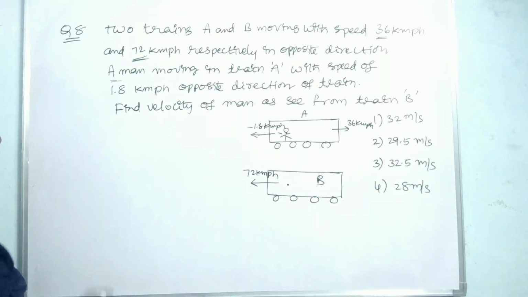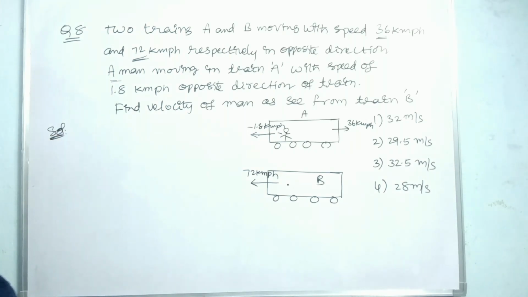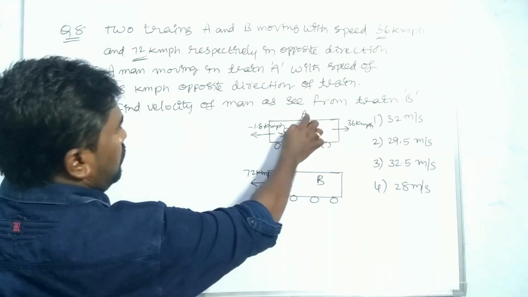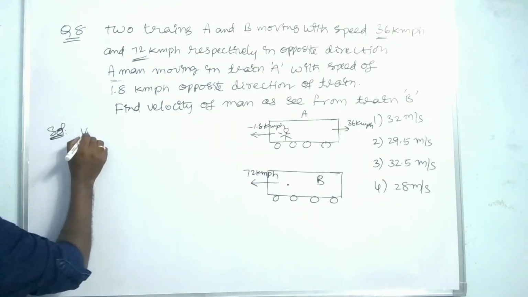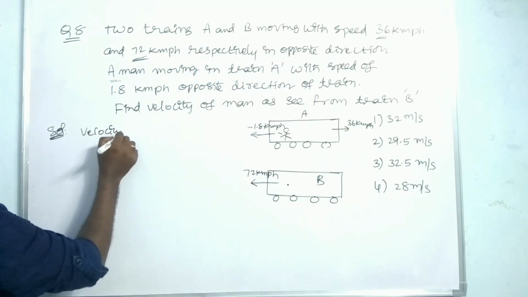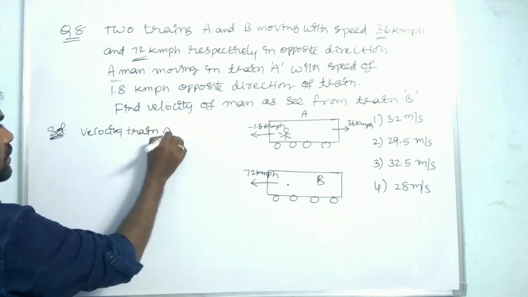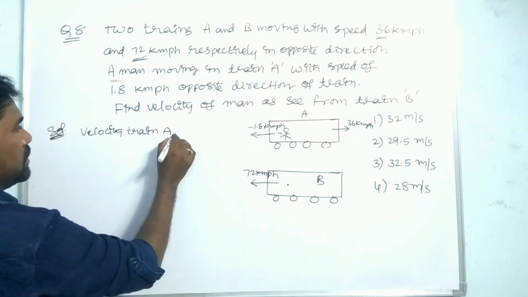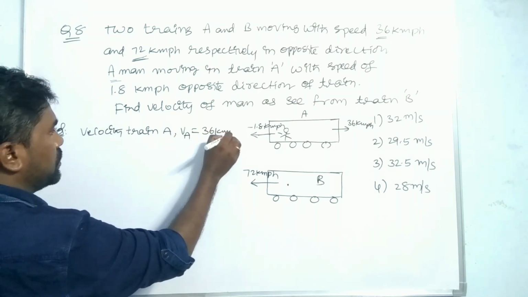Okay, let us define that. So here, let us write that the velocity of train A, that is VA, is equal to 36 kmph.